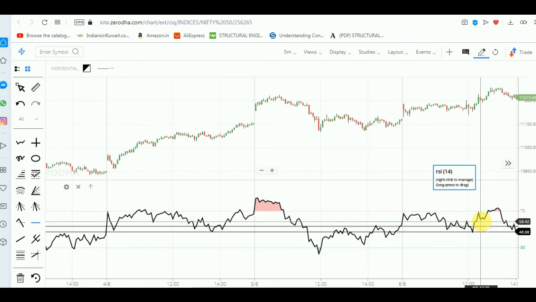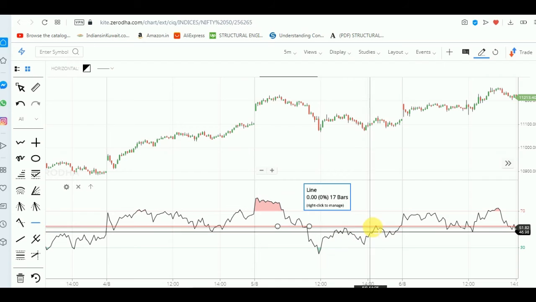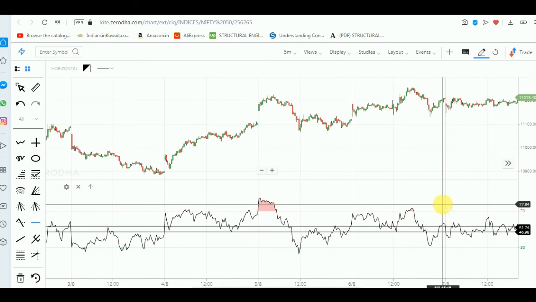So everywhere you need to see the breakouts, and only then enter the market, so that unexpected loss may not happen. So this is very important.